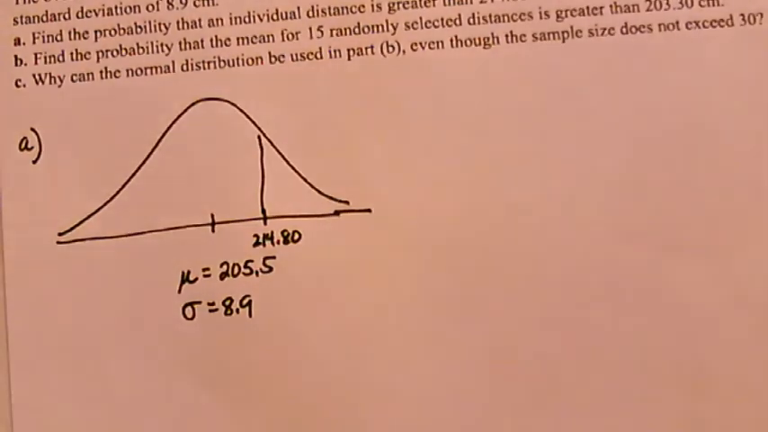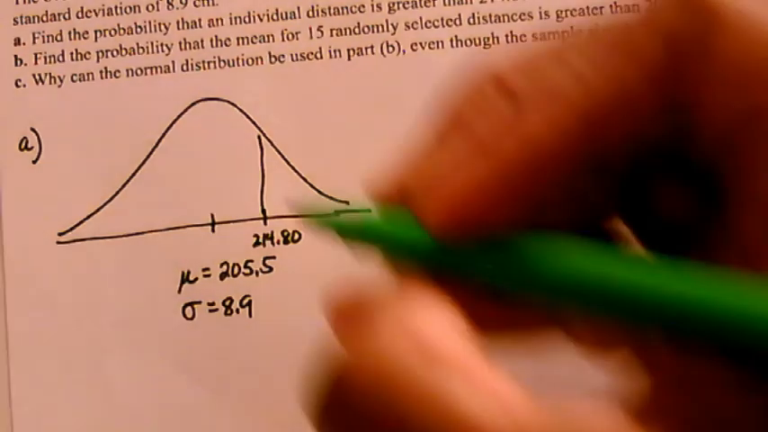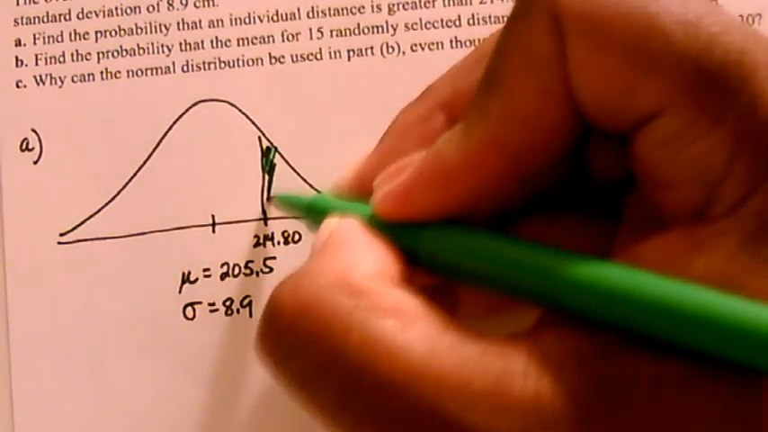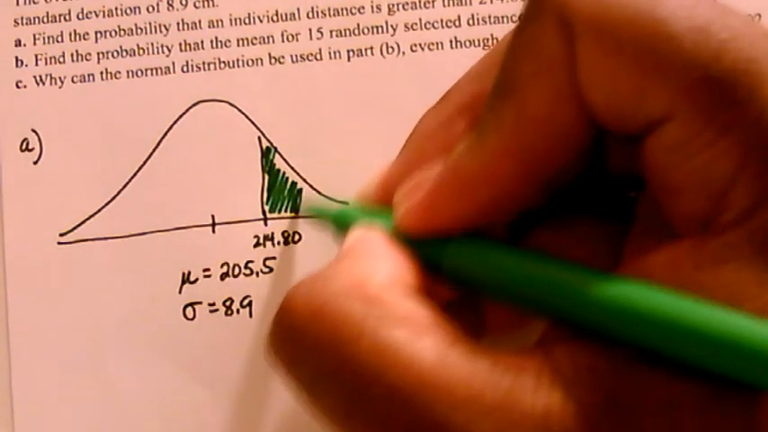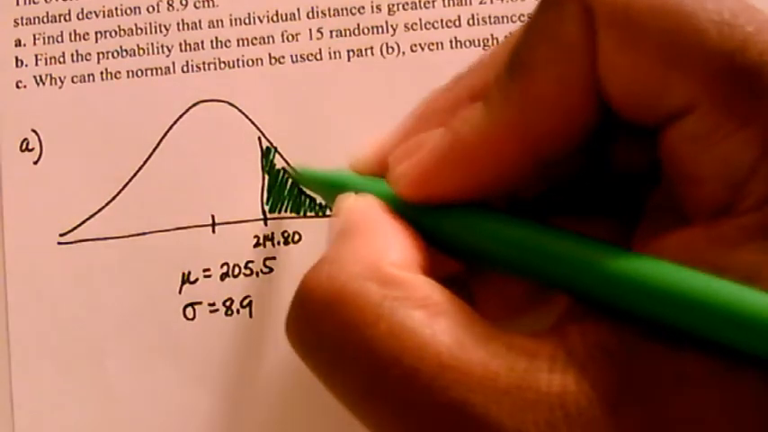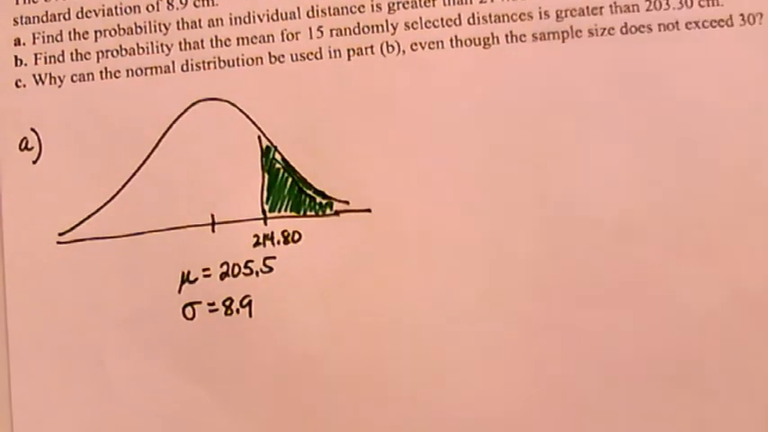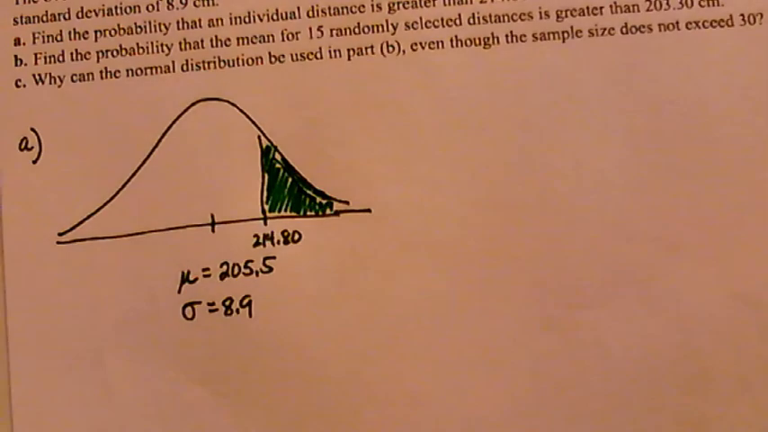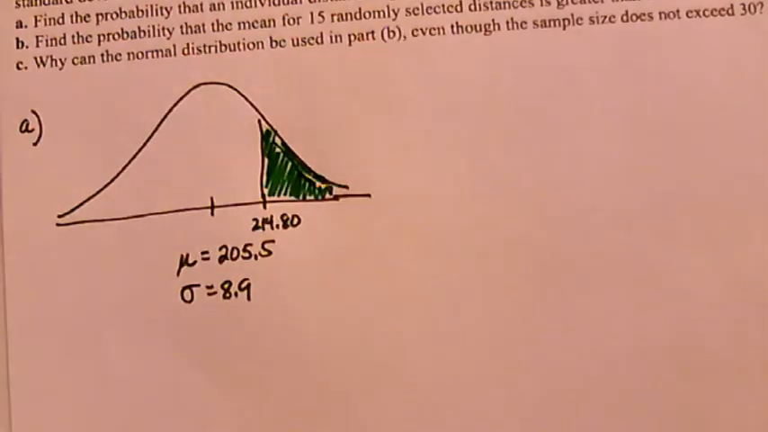And we're dealing with a distance greater than. So in this case, it's this area to the right. Well, we're finding the area to the right, and we know our table gives us the cumulative area from the left. That means we have to do 1 minus that area to get this cumulative area to the right.